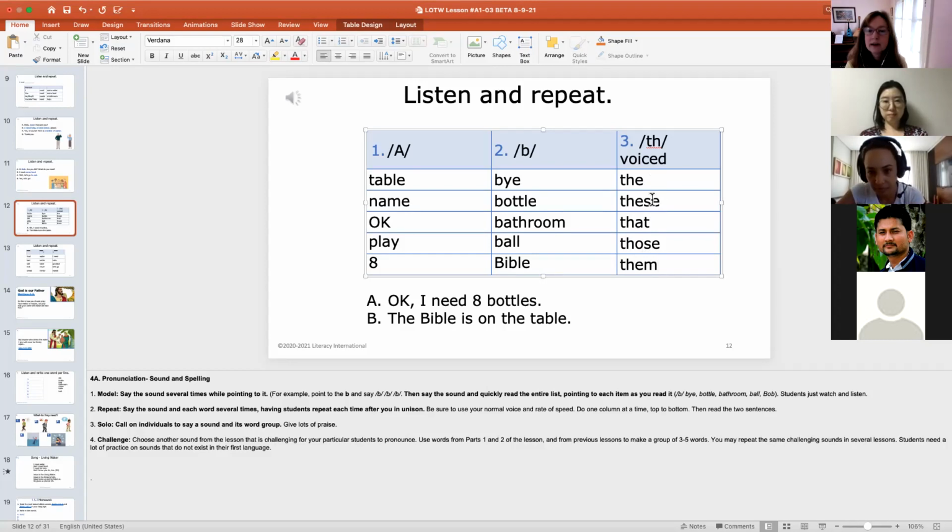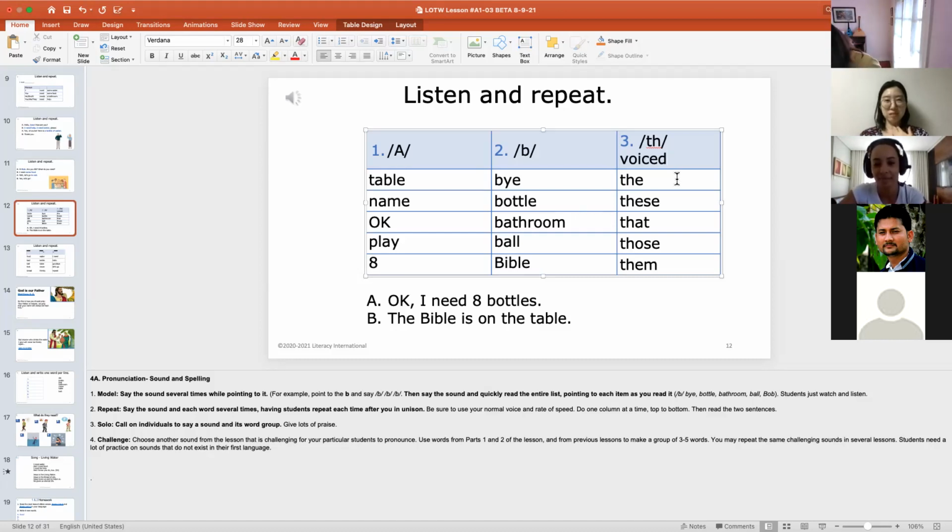Okay, so the voiced TH sound, since this is challenging for Portuguese speakers, and we're going to practice this, so it will be relevant to our students. And we practice first by going, okay, repeat. Very good. And can you feel the vibration in your throat?